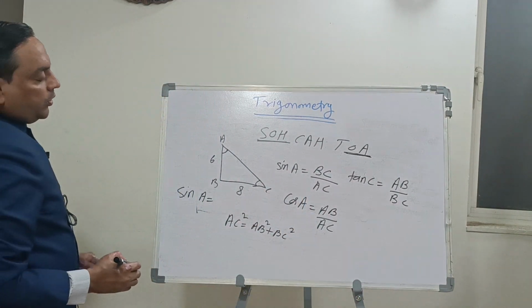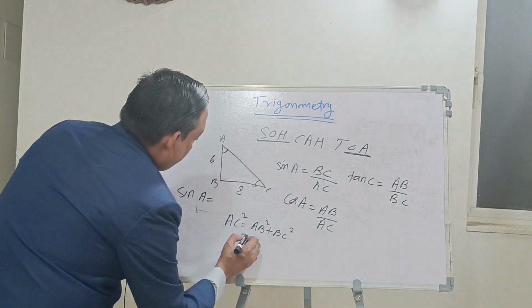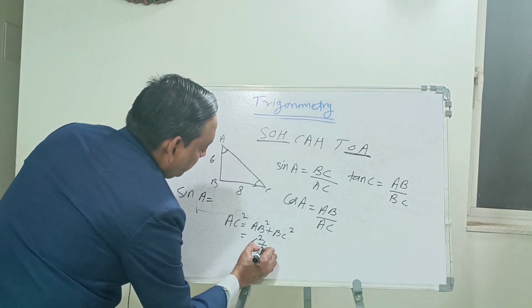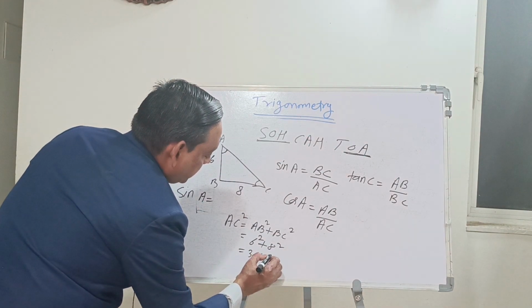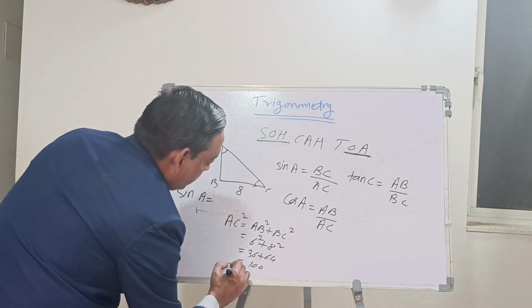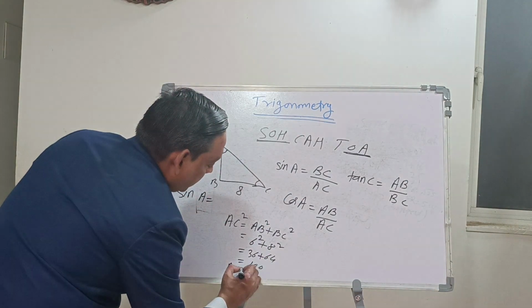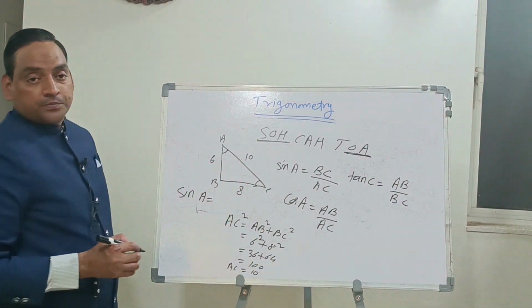Okay. So what is AB given here? 6, and BC given 8. So AC will be what? 6 square plus 8 square, which is 36 plus 64. 36 plus 64 is 100. So AC is equal to root of 100, which is equal to 10. So this will be 10.